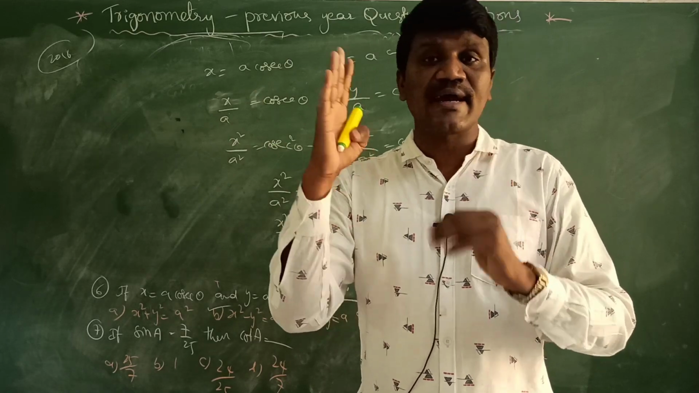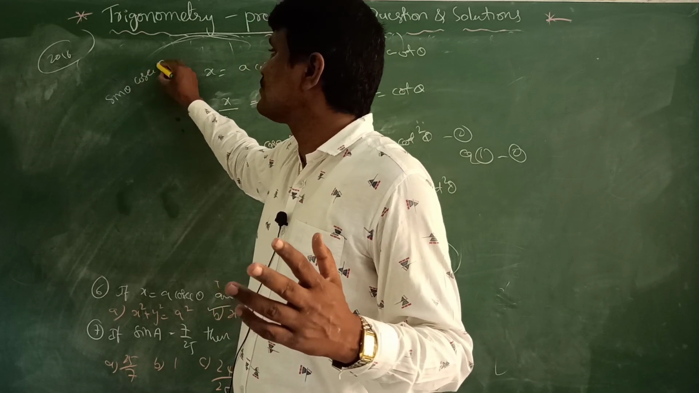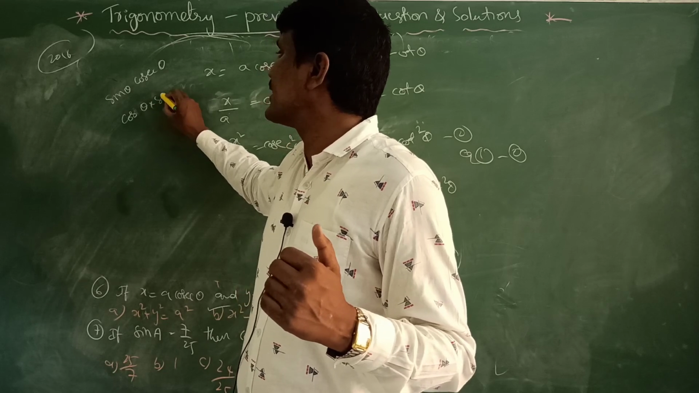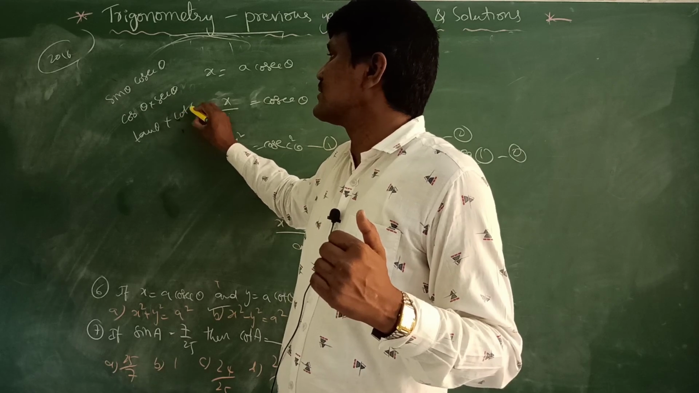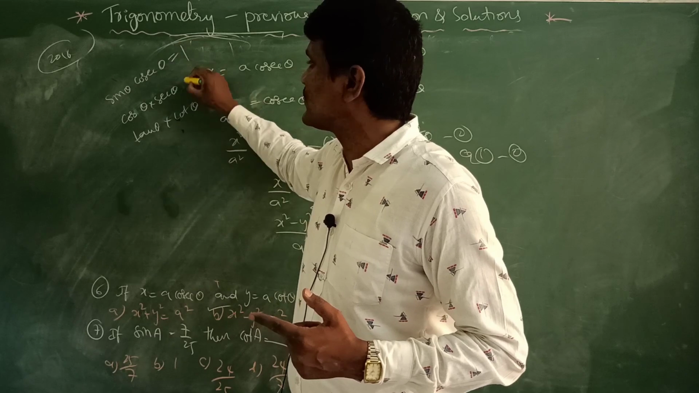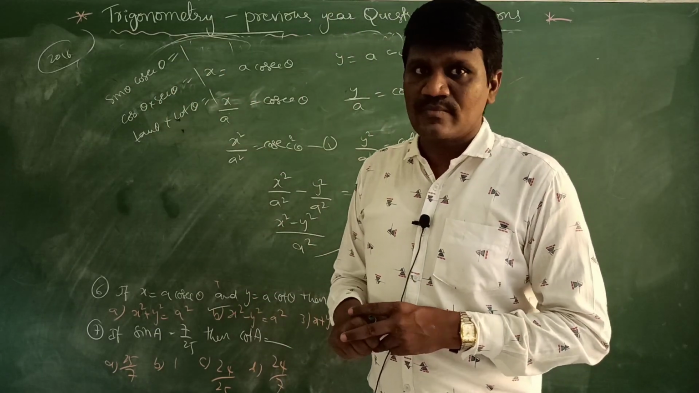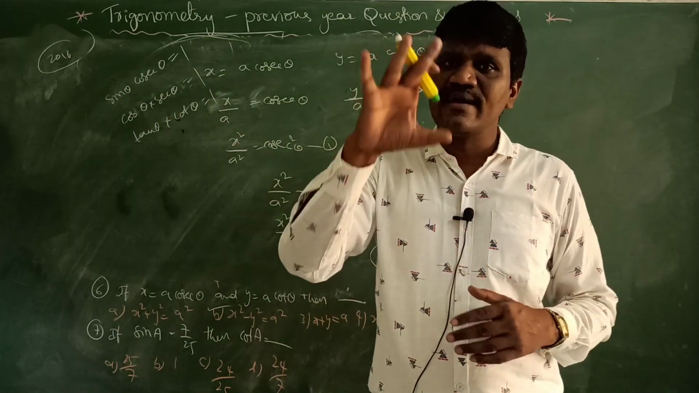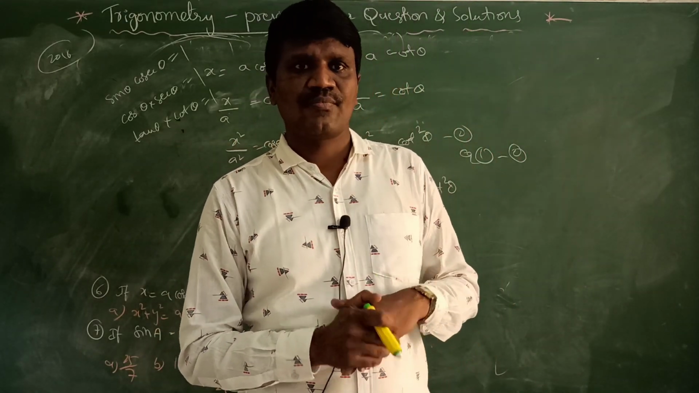If it is not based on an identity, then the problem will come as sin theta into cosec theta like this, or else cos theta into sec theta, or else tan theta into cot theta. Right? If not identity, we know sin theta into cosec theta is 1, cos theta into sec theta is 1, tan theta into cot theta is 1. So in this case you should multiply the 1st and 2nd equations. If it is based on an identity, you either subtract or add the equations.